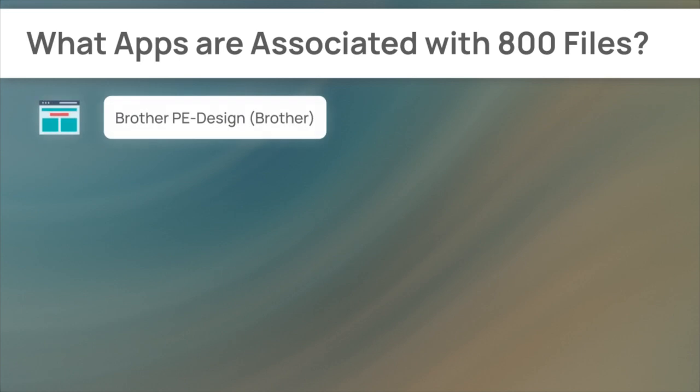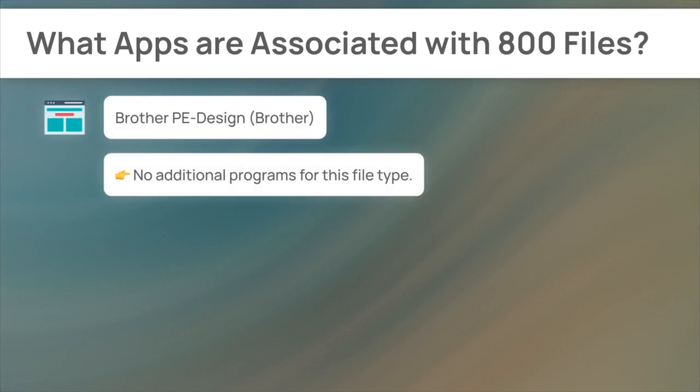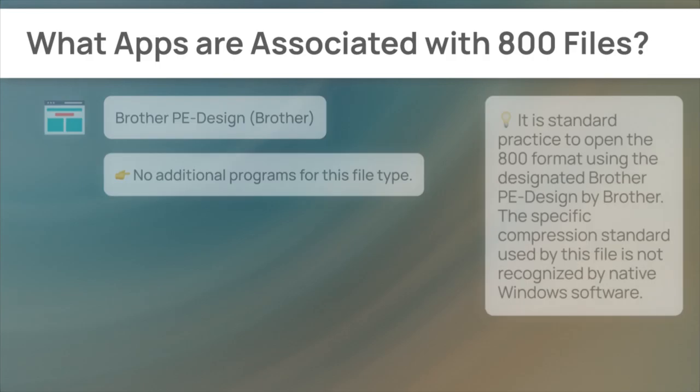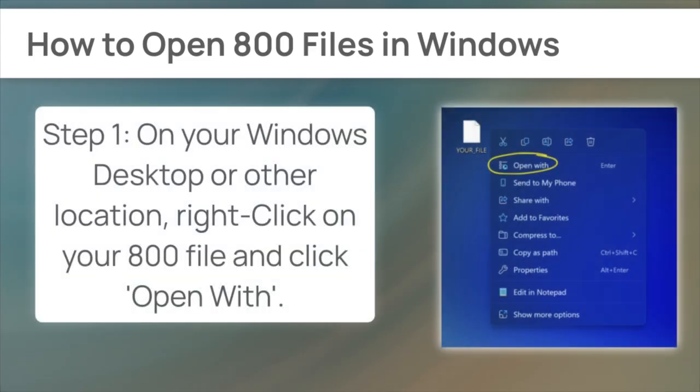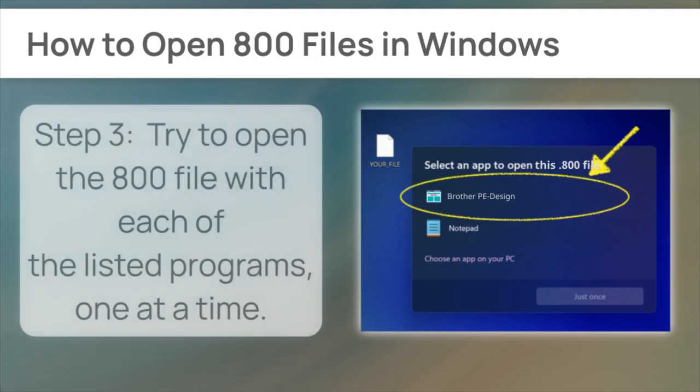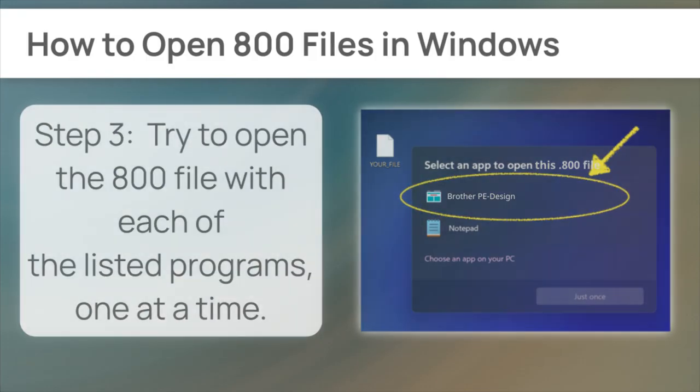The tool most commonly used for creating 800 files is Brother PE Design, designed by Brother. Windows will not display the file's internal directory without a specific utility. Windows provides no detailed preview of embroidery files, so compatible tools must be used. Your first step towards data access: right-click the 800 file and select Open With. If Brother PE Design is on your system, try that first. If not, try another option immediately.